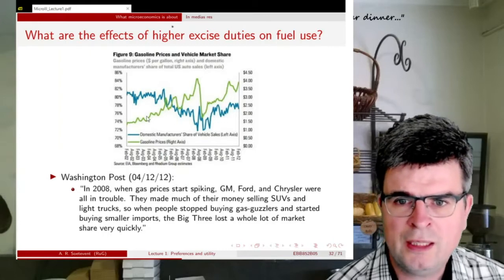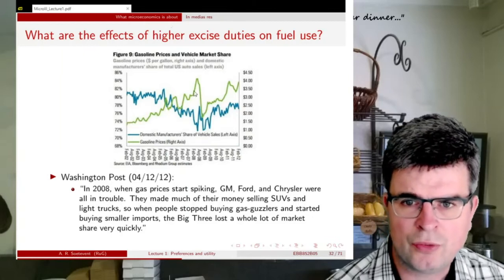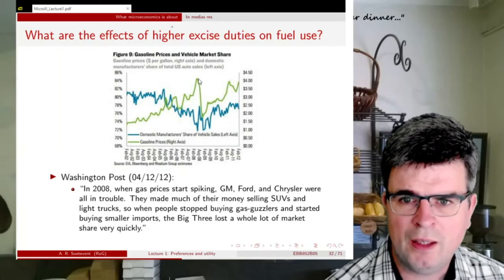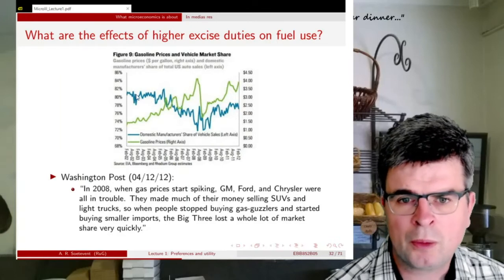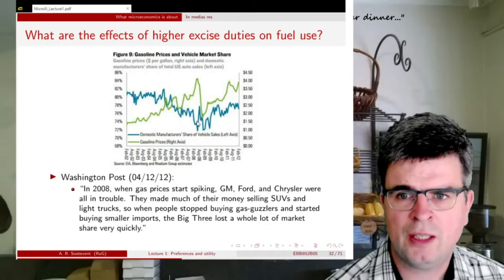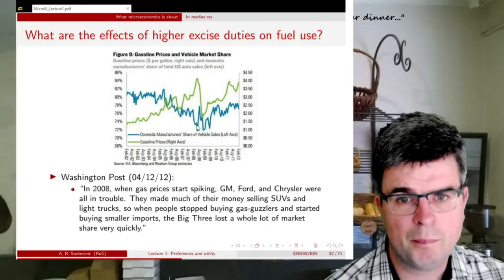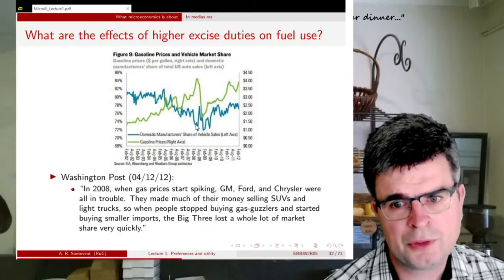So what you can see is that in 2008, we have the fuel price over here. So that was just before the financial crisis hit. Fuel prices went up, and people bought more and more smaller cars, decreasing the market share of the traditional manufacturers. So people respond to incentives, but in the end, firms do as well.